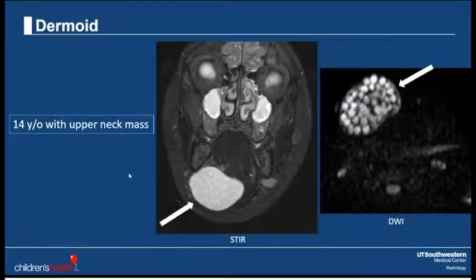This is a 14-year-old with an upper neck mass. MRI is nice in these cases in the fact that it again demonstrates the cystic characteristics of the mass, contained a bit off midline but still contained by the mylohyoid muscle. And diffusion-weighted images can be quite helpful in the fact that there's usually increased or restricted diffusion associated with these lesions, and this had the more fat bubble appearance of restricted diffusion on the diffusion-weighted images.